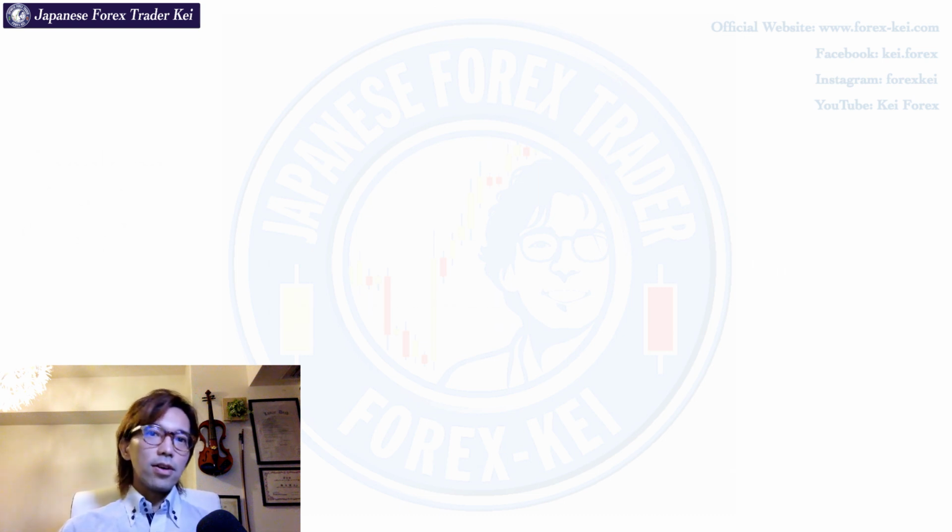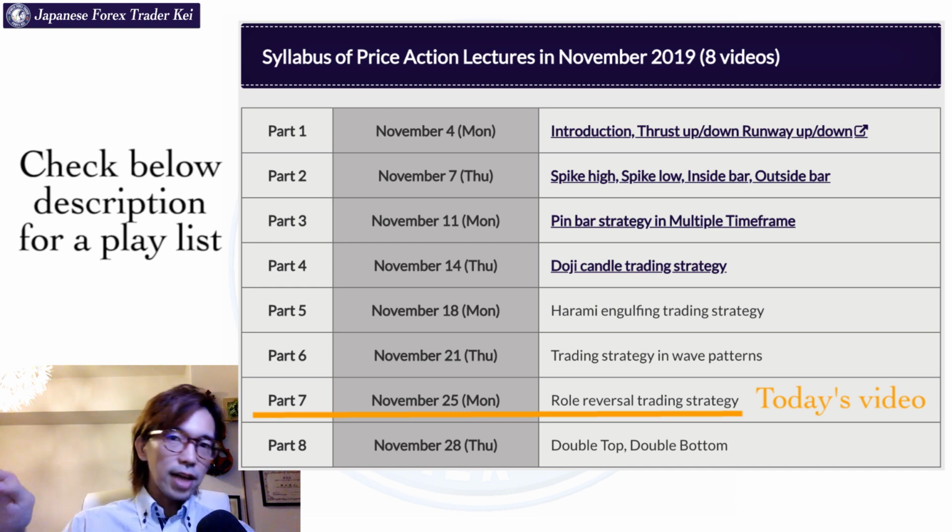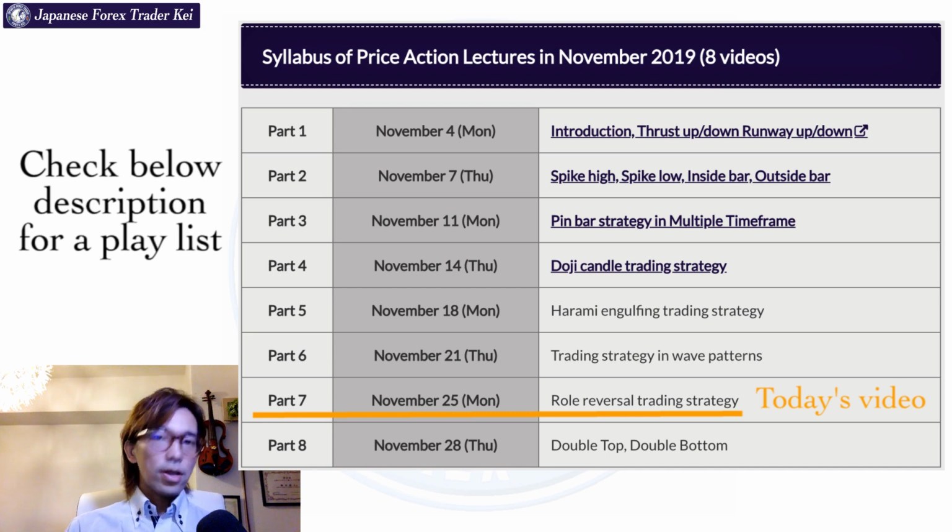So the topic of the video is role reversal, and what that means is a resistance becomes a support or support becomes a resistance when you draw a horizontal line on a chart. And this is one of the simplest strategies when you trade forex or stocks, and yet it's very powerful when you can really identify how to draw them correctly. So today on this video, I'll be talking about how to identify the role reversals and how to correctly draw those horizontal lines so that you can trade profitably with good risk to reward ratio.